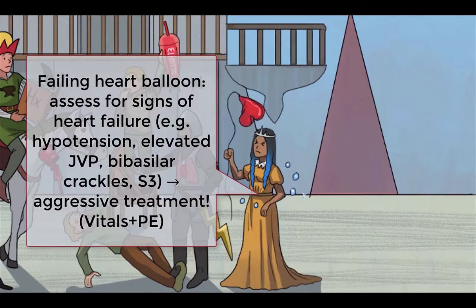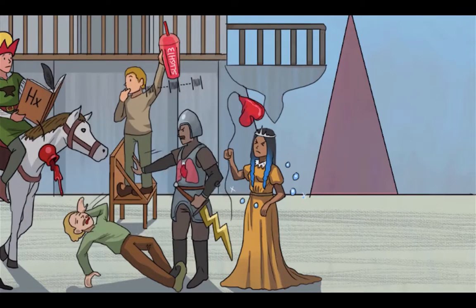Also, let our recurring floppy failing heart balloon remind you that it is important to assess for signs of heart failure, as these patients will also require aggressive treatment. Typical signs of left heart failure include hypotension, elevated jugular venous pressure, symbolized by those bulging jugular braids, and basilar crackles, symbolized by those bubbling wet lungs. And don't forget about that S3 kid over there, as the S3 heart sound is a classic sign of ventricular failure, a sign that blood entering the ventricle is hitting the leftover blood that wasn't ejected due to decreased ejection fraction.